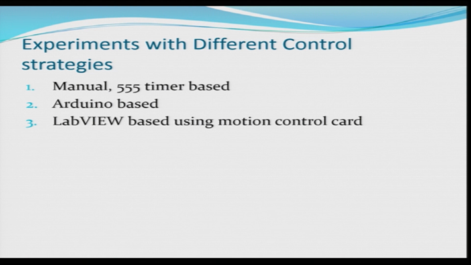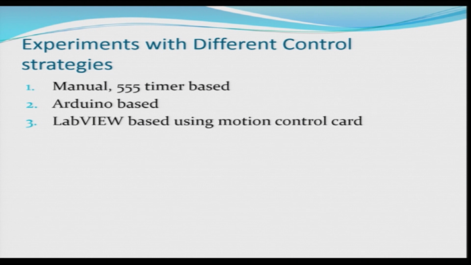In the laboratory, we will be performing experiments with different control strategies. The basic scheme remains the same, but we will be using advanced control strategies. We will begin with the manual control, wherein the oscillator, that is 555 timer based, will generate a clock frequency, and we will have a simple control without any feedback. Then we will move to a little bit more complicated control which will be Arduino based, wherein we can have input and output facility as well, and we can control many motors with this. Then there is a variety of motion control card based control of the stepper motors.